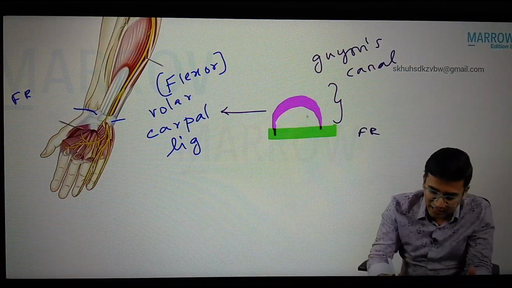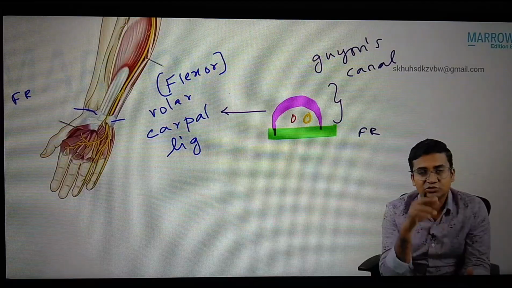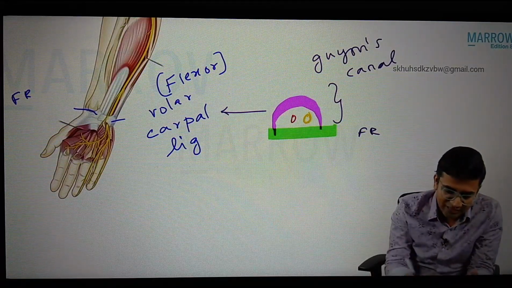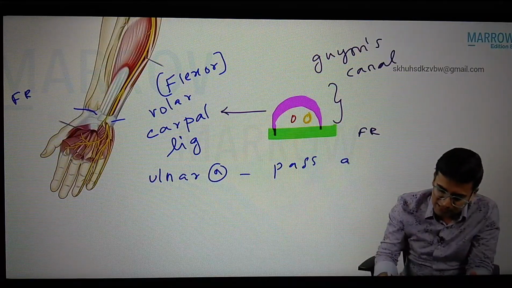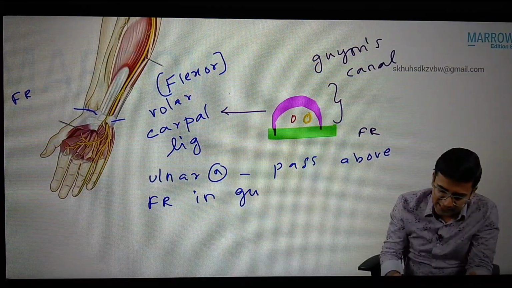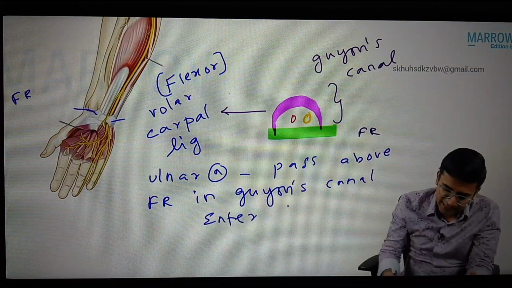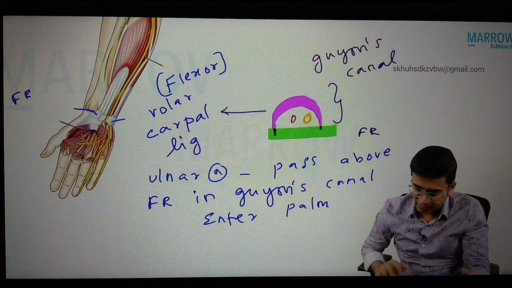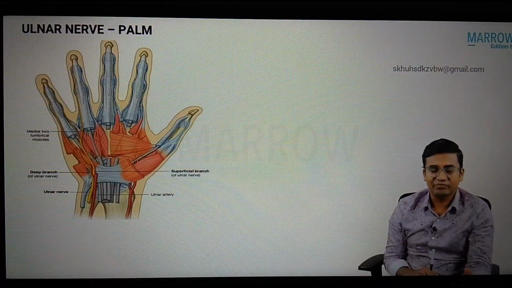Our ulnar nerve and ulnar artery. So ulnar nerve and ulnar artery, they are passing through Guyon's canal and then enter the palm. Clear? So we write the theory here. The ulnar nerve passes above the flexor retinaculum in the Guyon's canal and enters the palm. Okay? Now you're going to see the course of the ulnar nerve in the palm.